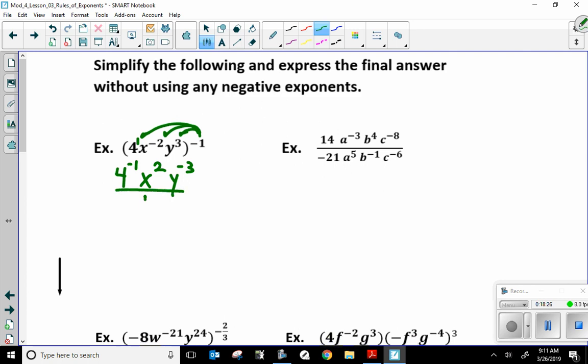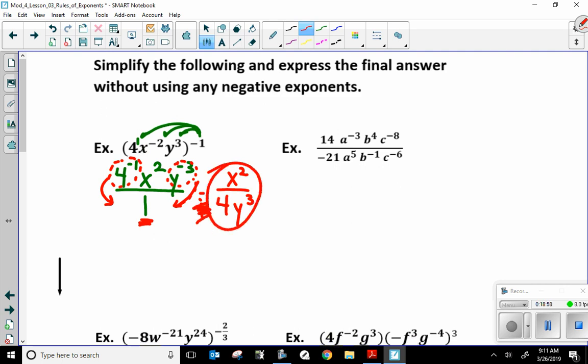Technically, that's over 1. Anything can be written as a fraction if I put it over 1. Now, what has a negative exponent? Those are the only things that are going to flip. Boom. So when everything's all said and done, I get x squared on the top, and I get 4 to the power of 1, which is 4, and y to the positive 3. Now, people say, well, what happens to this 1? It's multiplication. 1 times anything is itself, isn't it? And that's your answer. All righty then. Let's try the next one.